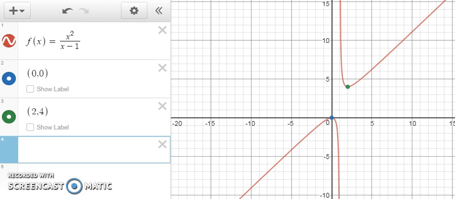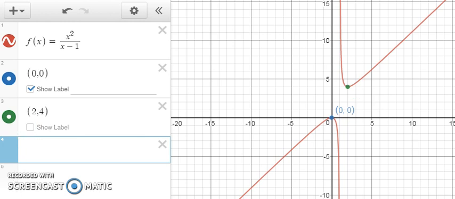So here's a graph of the function x squared over x minus 1, and you have your point (0, 0) and your point (2, 4). If you notice, those are the two points where f of x will have a horizontal tangent line.